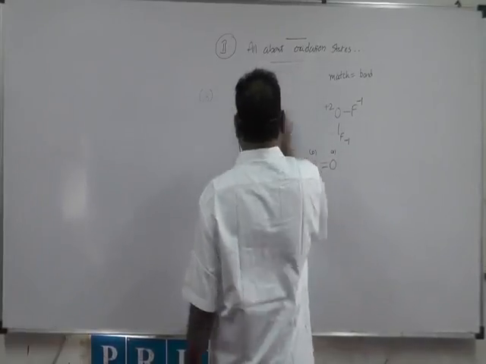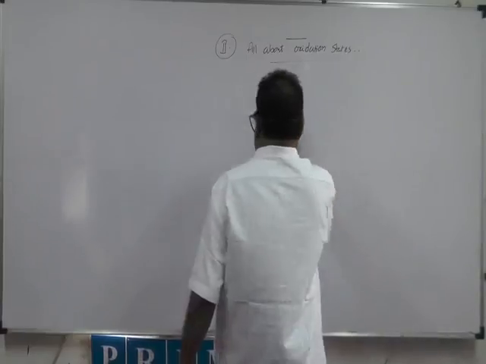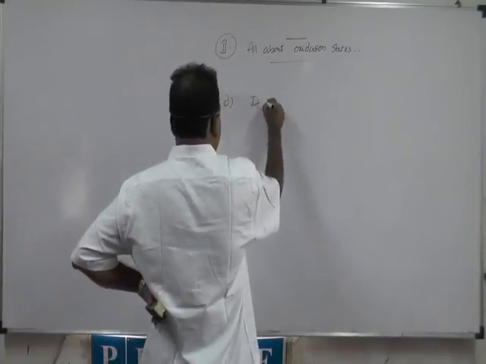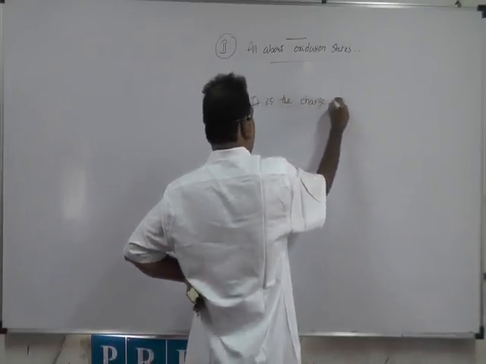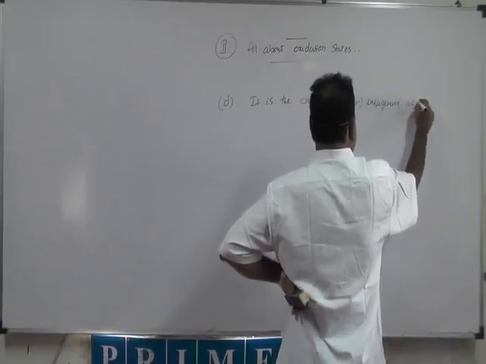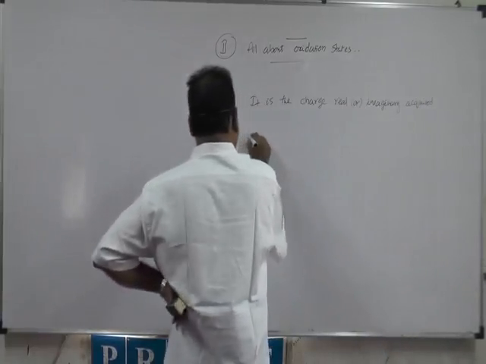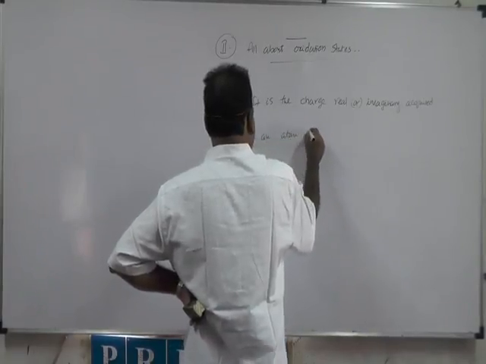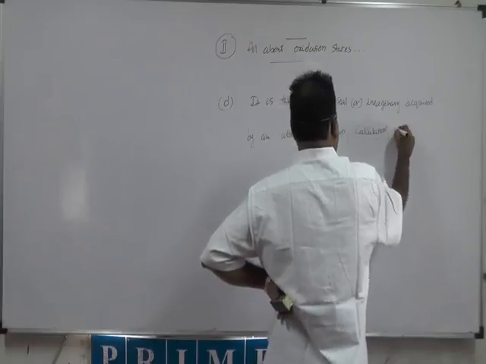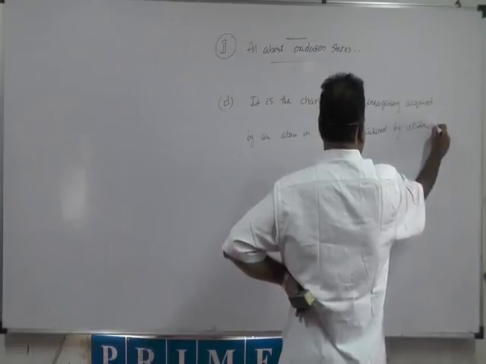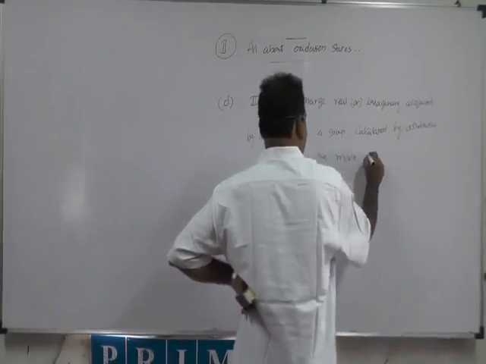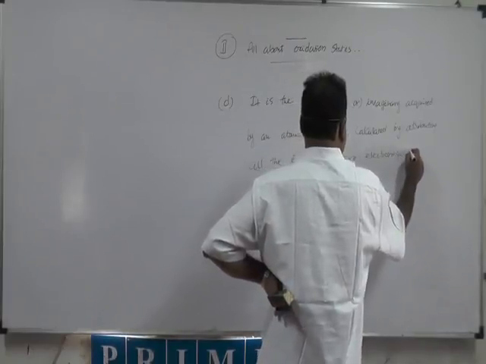Oxidation state. Now, what exactly is oxidation state? It is the charge, real or even imaginary, acquired by an atom in a group, calculated by attributing all the electrons to the more electronegative atom, that's all.